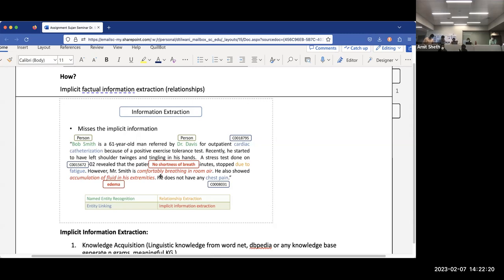So fluid accumulation in the upper left lung. What is it? It is edema. The medical term is edema. If you see the definition of edema, then this type of terminology. So how do you understand that the physician has meant edema without semantically mapping fluid retention in part of the body to edema? You will not be able to code that text.